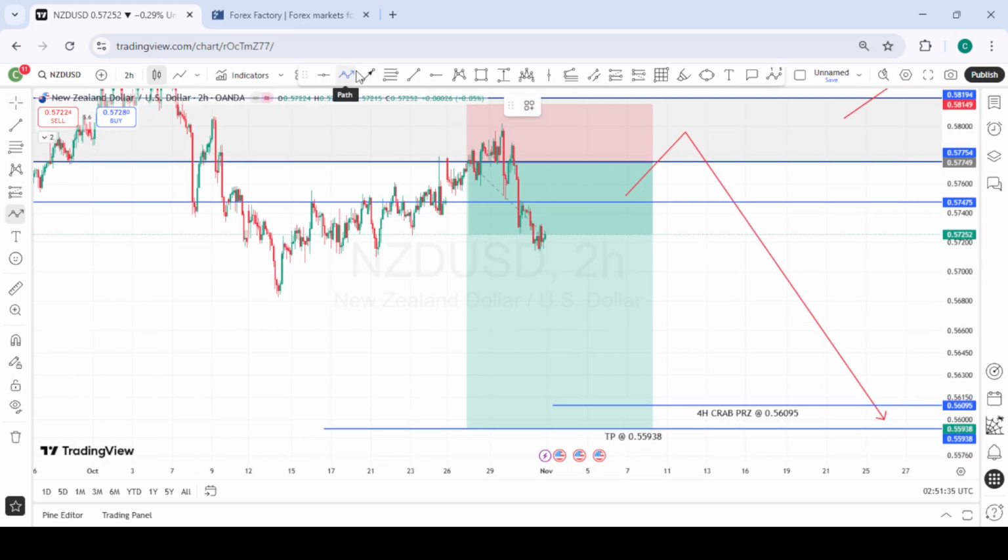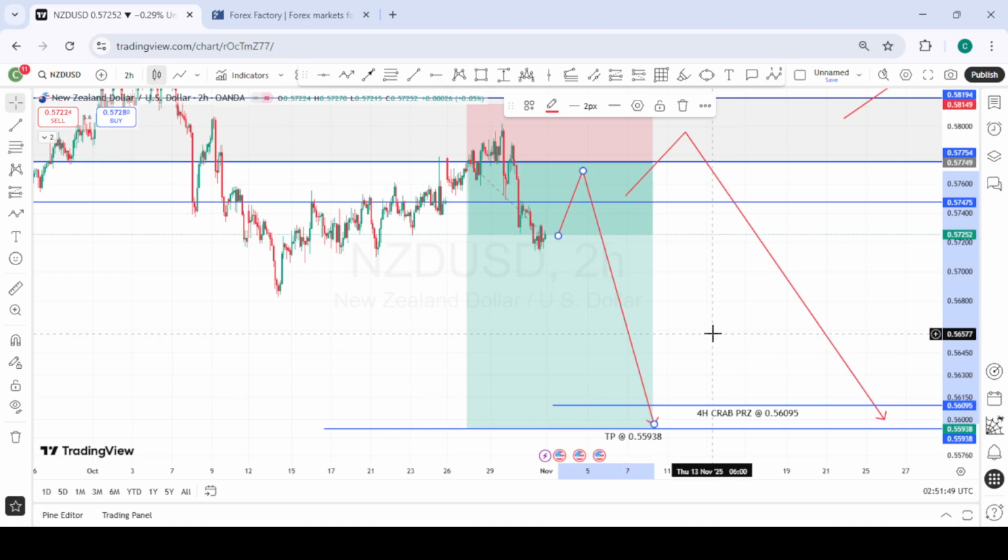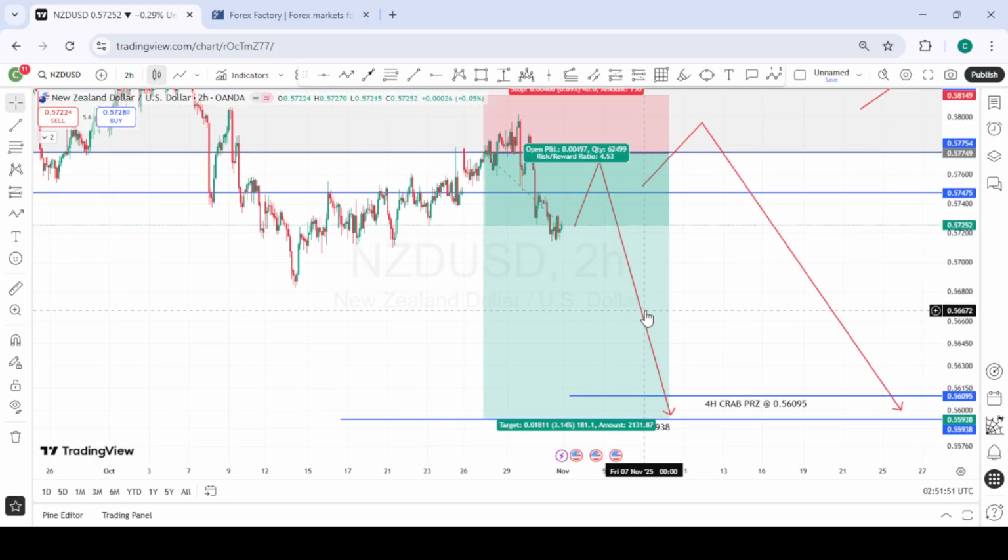So for those who missed out, you can expect a pullback into these regions, a pullback into this region, and then look for a selling confirmation, maybe a reversal pattern within this area, and take your sells from here and target the same targets that we have from the previous video.